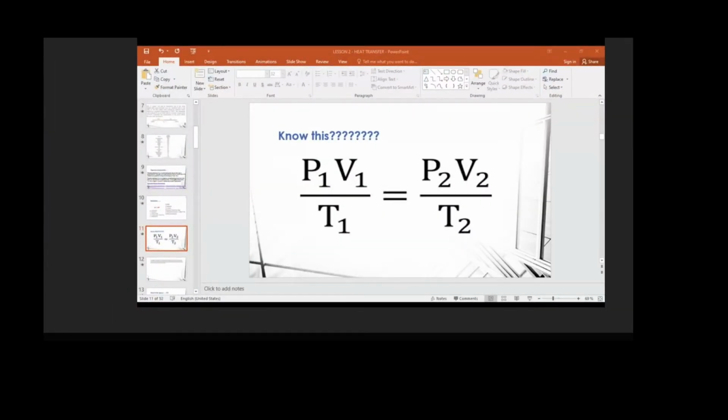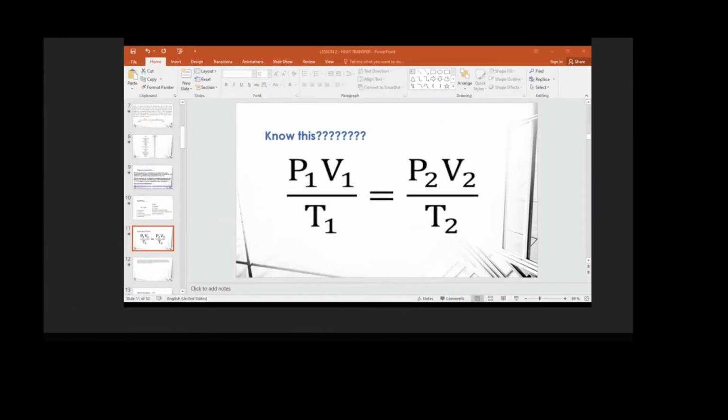So let's go and just give a revision on all 3. Let's start with Boyle's law. Who wants to start with Boyle's law? Which one is constant?